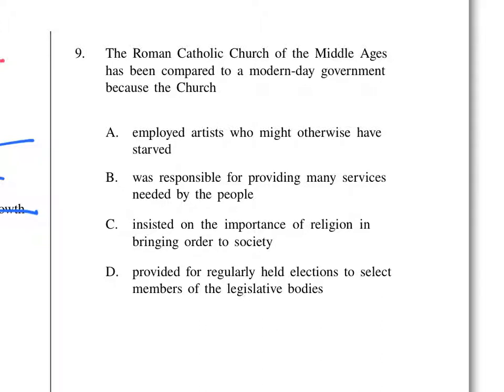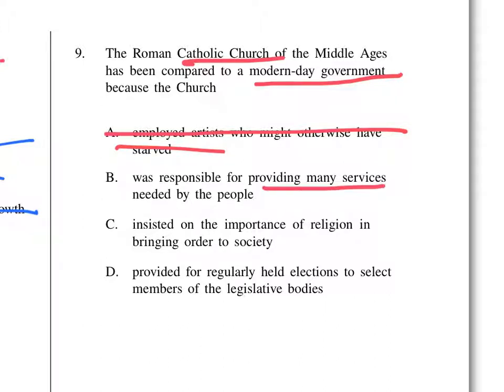It says, the Roman Catholic Church of the Middle Ages has been compared to a modern-day government because the church what? So basically what we're thinking about is how is the Roman Catholic Church the same as a modern-day government? How are they similar? Did they both employ artists who might have otherwise starved? No, that's clearly not the answer. Was it B, responsible for providing many services needed by the people? I know our government does that, and I'm pretty sure the Catholic Church did that, so let's put a little question mark and maybe come back to it.